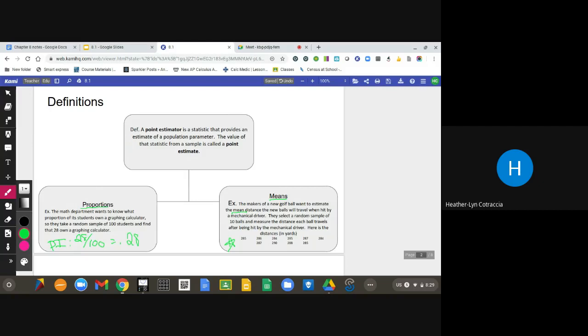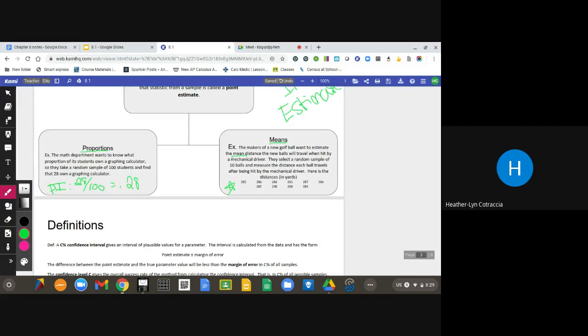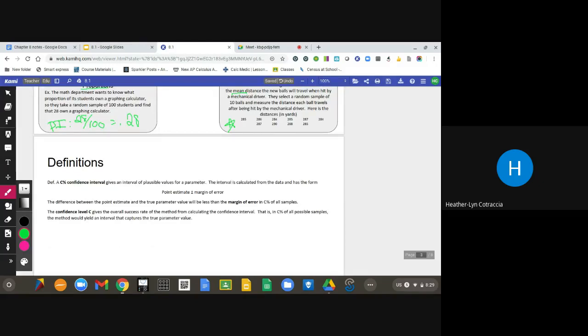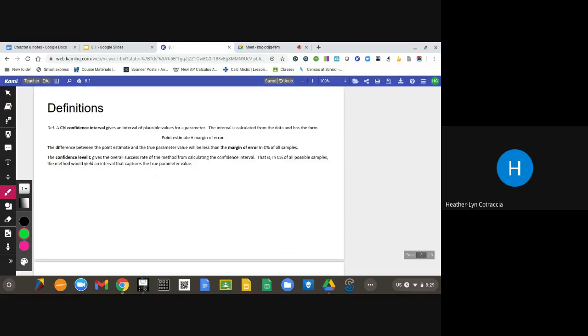There was something else I wanted to say as I was reading through that. With confidence intervals, something to know, they're always estimates. You use that to estimate. So you estimate a value, whether it's a proportion or a mean. Again, you construct an interval of plausible values.